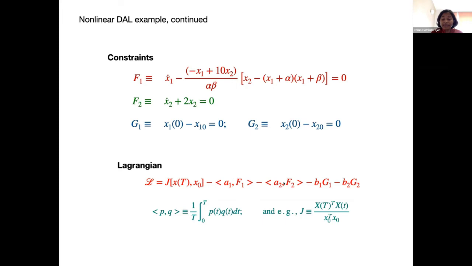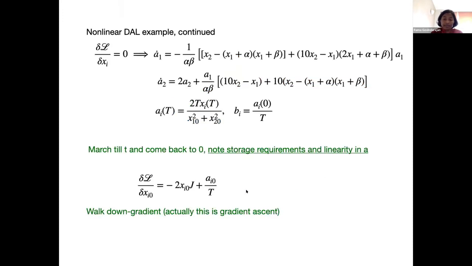And these constraints are now handled in the standard way you derive these Lagrangian things. You put Lagrange multipliers on each of the constraints, which are A1, A2, B1 and B2. The triangle bracket basically stands for the time average of the product. Here they are scalars, but in Navier-Stokes they'll each be extremely big vectors. So this is how we set up our Lagrangian, and the idea is to optimize this Lagrangian as in usual optimization procedures.